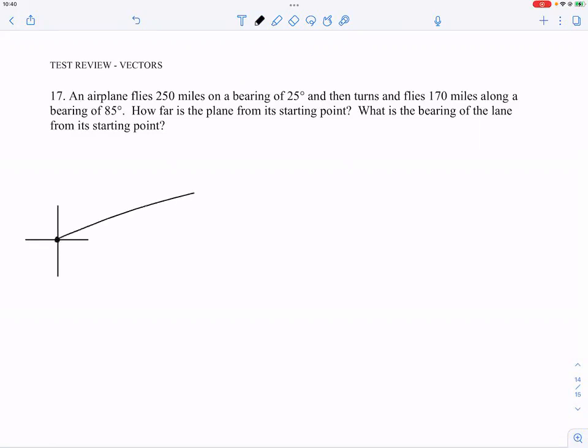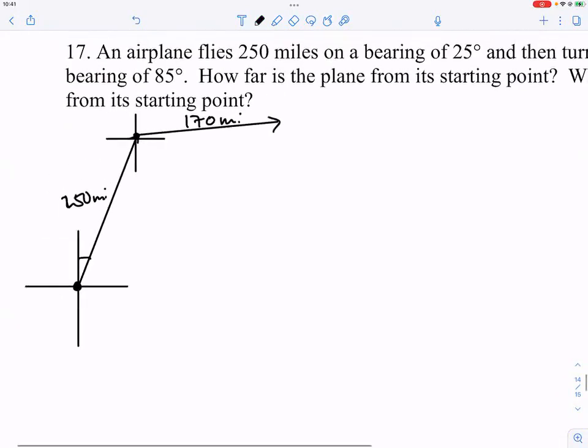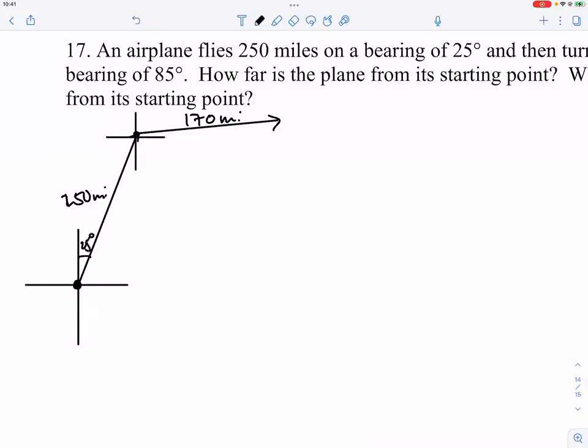It flies for 250 miles. And let's say this one. Okay. And then it changes direction to 85 degrees. Let's make it shorter. Okay, so this is 170 miles. This is 250 miles. This is 25 degrees. And this is 85 degrees.